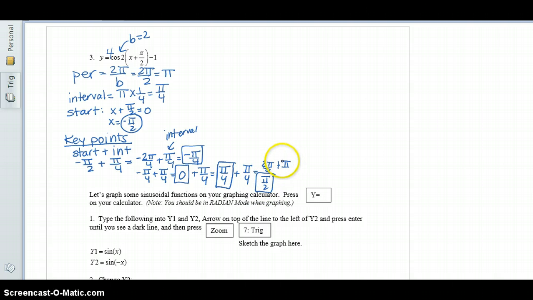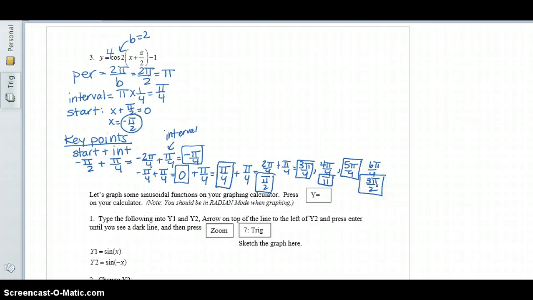I keep adding pi over 4. So that gives me 3 pi over 4. So right now I have 1, 2, 3, 4, 5. I need 3 more. So if I'm just adding pi over 4, the next one will be 4 pi over 4, which is pi. Then 5 pi over 4. Then 6 pi over 4, which would reduce to 3 pi over 2. So I have my start plus 1, 2, 3, 4, 5, 6, 7, 8 key points.